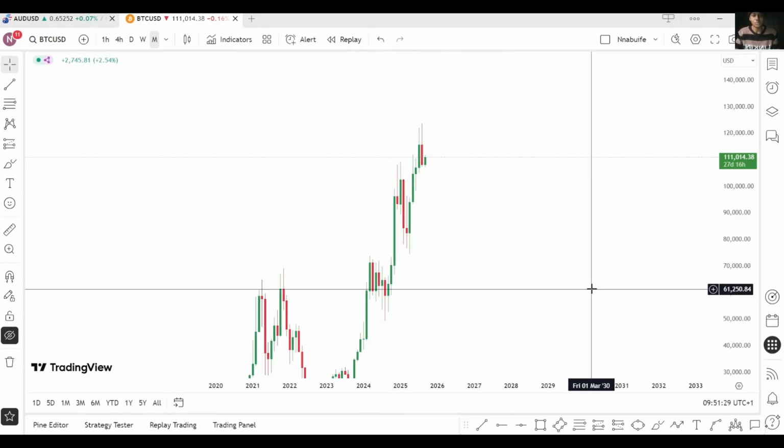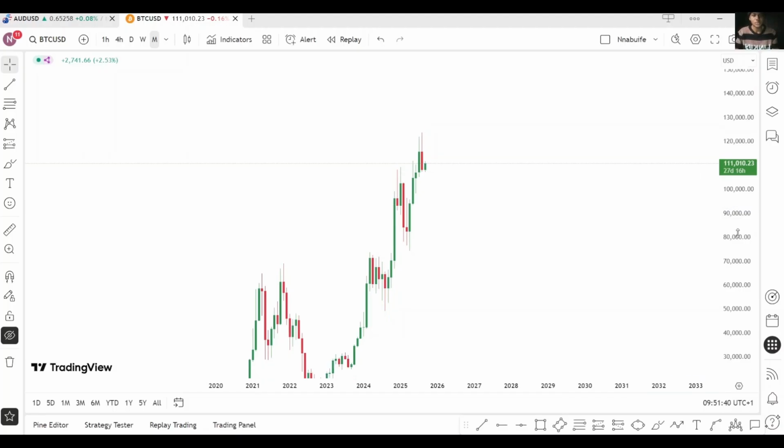This is all I need to build my bias that we are bullish. So BTC USD is bullish at the moment. The monthly time frame has told me everything. So I look for buying opportunities to the upside.